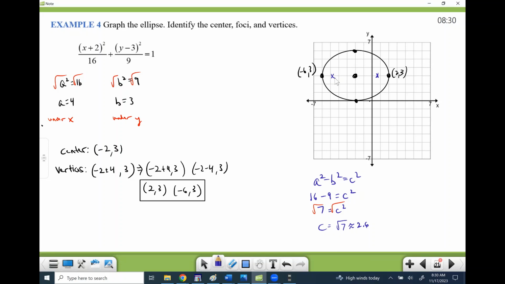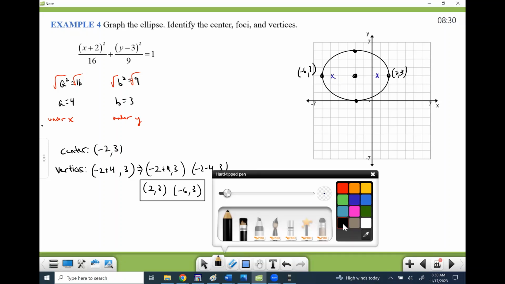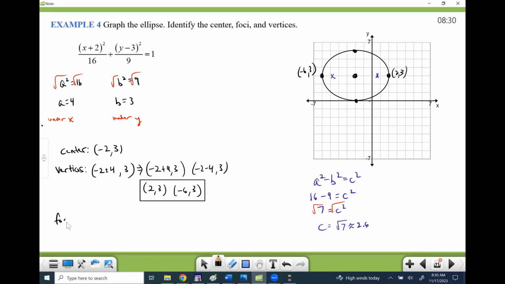All right, so to find those, or to write those, how we're going to write them in my math lab, we're going to take the center, -2, 3, and we are going to add and subtract √7 to the x value because we went in the x direction. All right. You know what? I'm just going to box the whole thing. So let me delete this box out if I can.